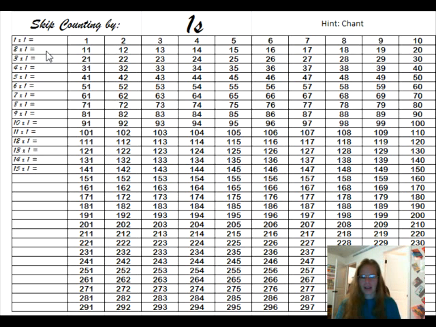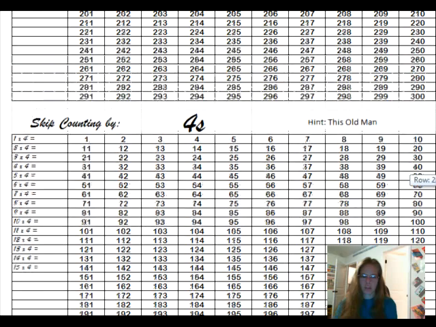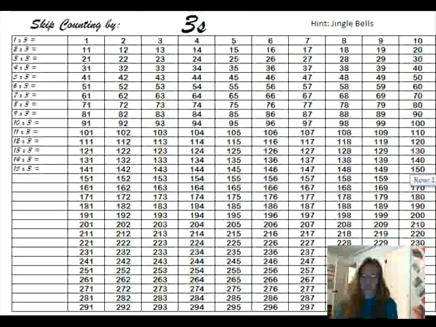But I have a chart like this that I just made in Excel for each of the numbers that we skip count by. So here's our 3s, and the hint up here is jingle bells. And again, my son has a meeting book that he uses in math, and these are part of his meeting book. He's now in 1st grade and doing these for the 2nd time through.